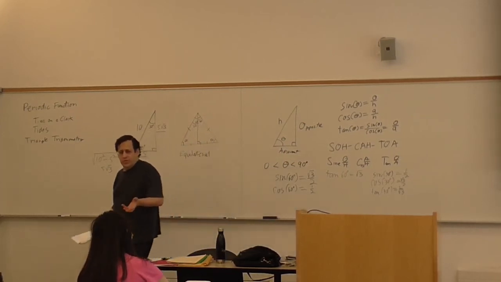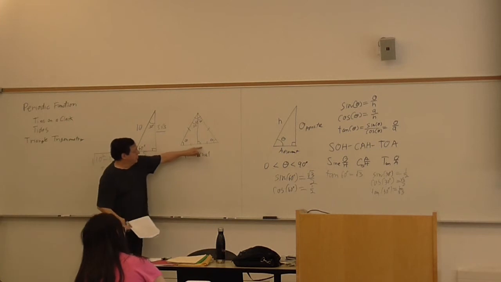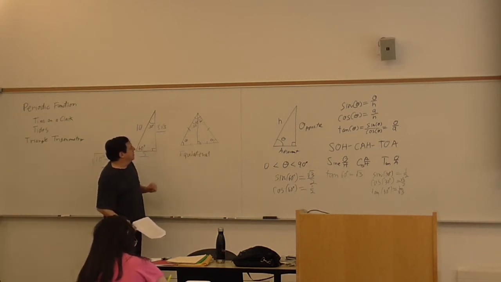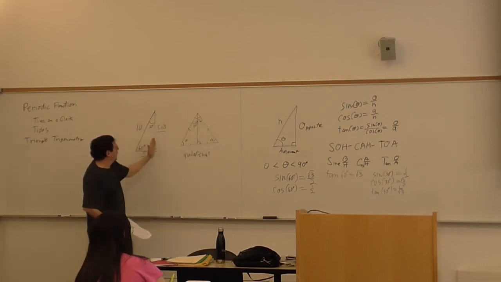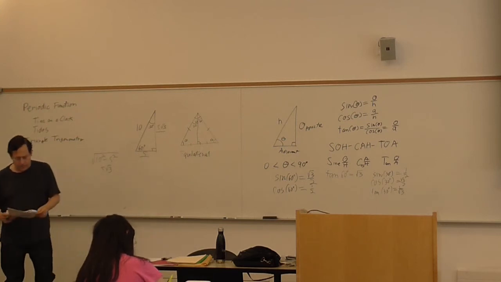The reason you should know those is not because you memorize them. The reason you should know those is because you can figure out, this being an equilateral triangle, 60, 60, 60, broken in half, etc., etc. You should be able to figure that out on the fly.